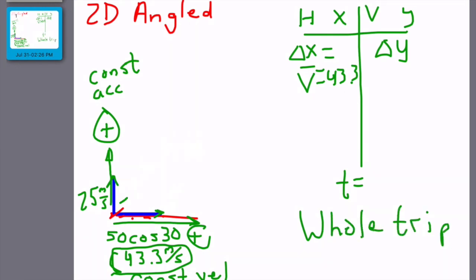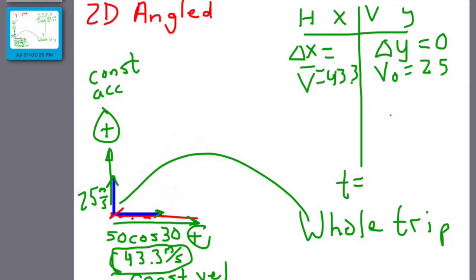Okay, the whole up and down. For the whole trip, delta y is 0. Right? It starts at the ground, it comes back to the ground. My initial velocity, my v0, is 25. My acceleration, just like we did with the horizontal ones, is 10, but notice, since I picked up to be positive, it's negative 10. So you always have to be aware of that frame of reference.